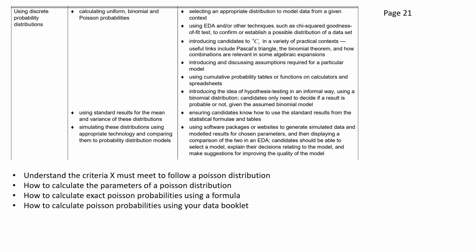So now you should be able to understand the criteria X must meet to follow a Poisson distribution, how to calculate the parameters of a Poisson distribution, how to calculate the exact Poisson probabilities using a formula, and how to calculate Poisson probabilities using your data booklet.